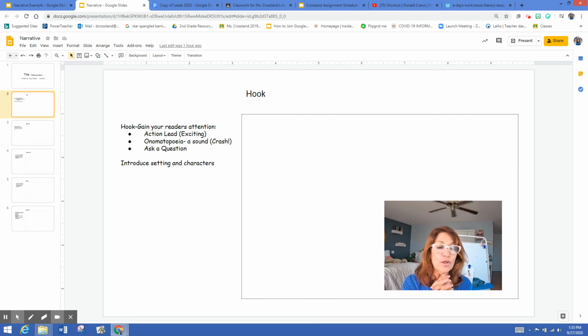So when you're writing your hook, remember to use either the action, onomatopoeia, or asking a question, and remember to put your characters and your settings somehow in that first little box. And that's all you have to do today. We're only writing in this one, so don't go ahead. Tomorrow we'll be going on to the next box, and we're going to be writing the beginning of the story.